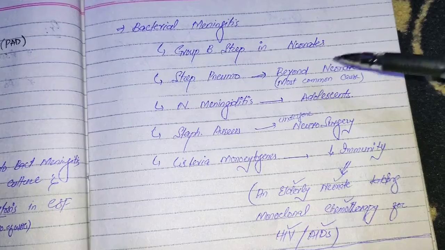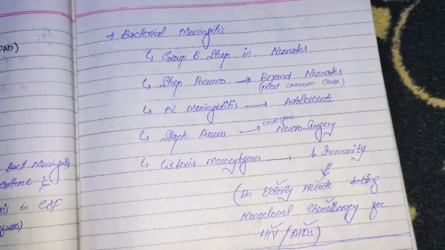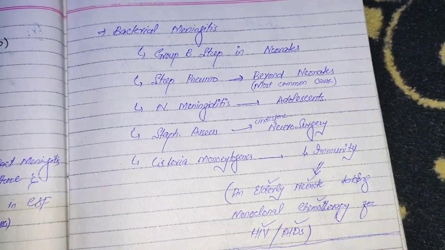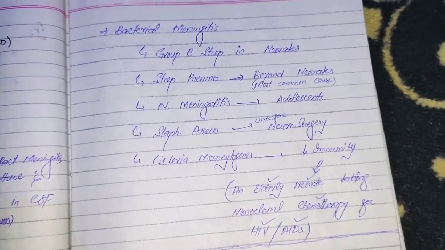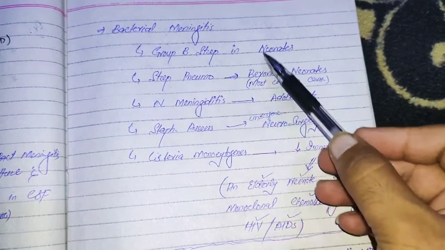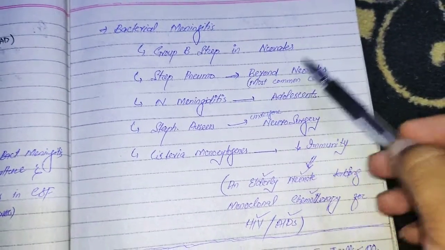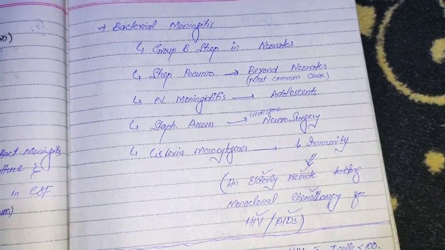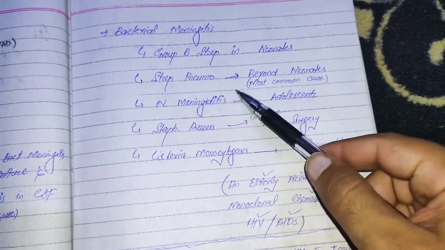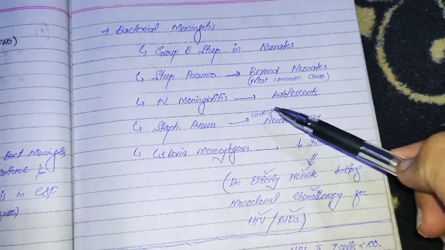Now the bacteria causing this meningitis are group B strep, Streptococcus pneumoniae, Neisseria meningitidis, Staph aureus, and Listeria monocytogenes. You also have to remember the risk factor associated with each. Group B strep mostly occurs in neonates. Strep pneumo occurs once the patient is beyond the neonatal age, and it is the most common cause of bacterial meningitis. So the most common cause of bacterial meningitis is Streptococcus pneumoniae, but in neonates it's group B strep.